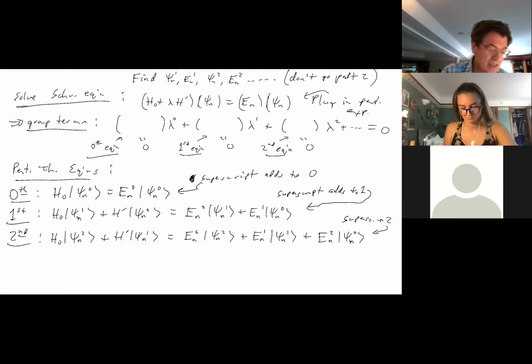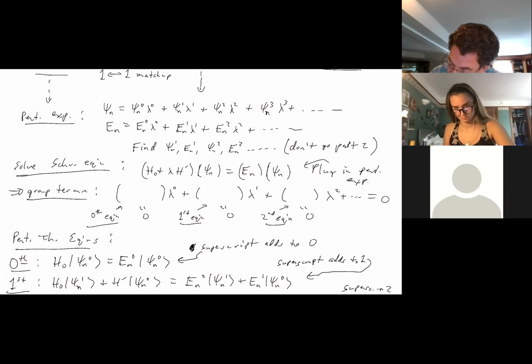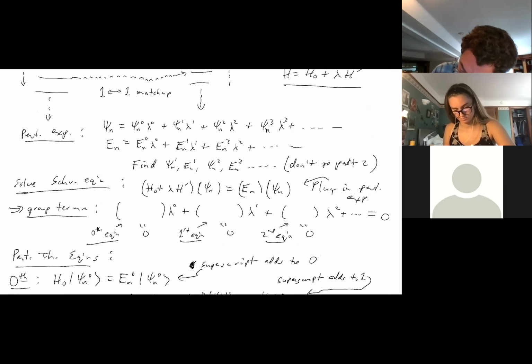So now let's, basically, what we want to do is solve these equations. So why do we want to solve them? What do we get out of it? Well, the reason we want to solve them is because, look, let's look back here at our perturbation expansion. This was our initial assumption, right?